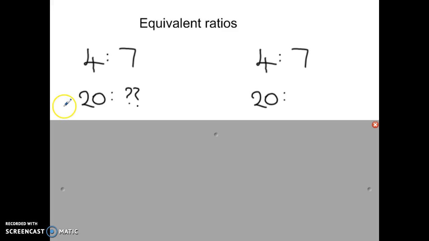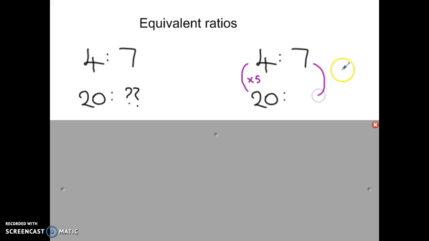But looking at this question, we're given the ratio 4 to 7 and asked to find something that's equivalent to this, where the left hand side of the ratio is a 20. So here's what we would do. We're trying to find out what this number would be. So what I suggest you do is look at this. How many times does 4 go into 20? 5 times. So that's a times 5 there.